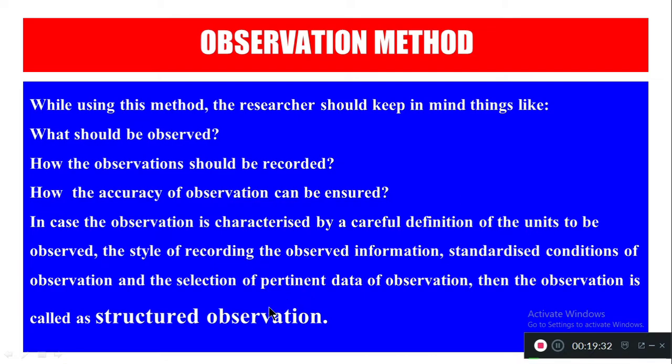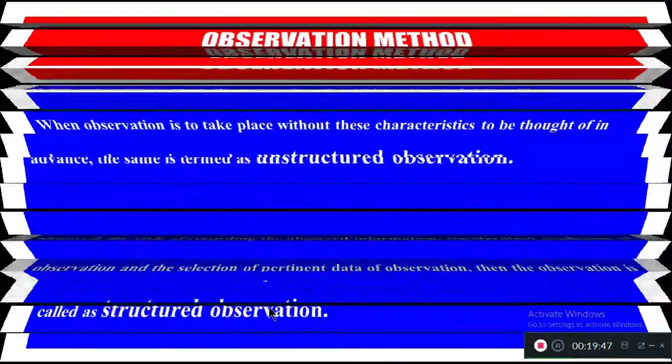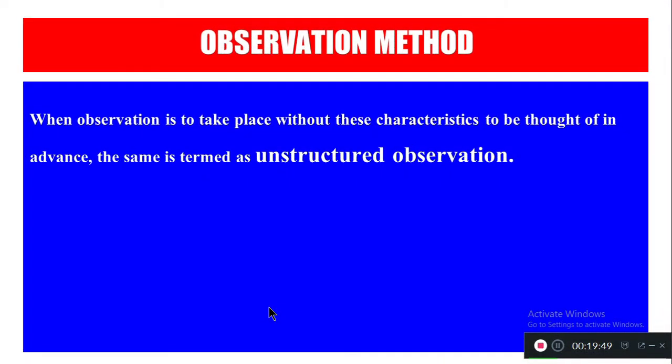Structured observation, when you have criteria, what you are going to observe, how you are going to observe, what method you are going to record. So when you have this criteria while observing, that is called structured observation. The opposite of structured observation is unstructured observation. Here, you are just observing and just recording without having any criteria. That is unstructured observation. So far, we have seen two types of observation.